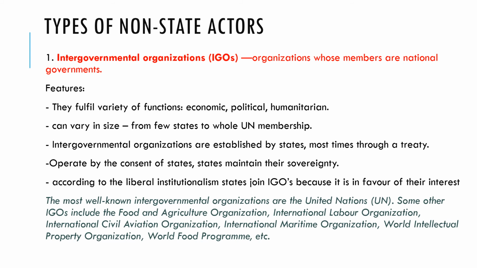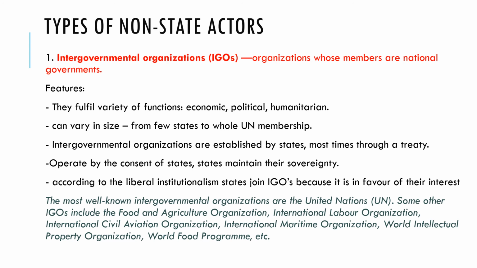So the states are the ones that regulate the actions taken by the intergovernmental organizations. They operate by consent of a state. So states maintain their sovereignty. Even though states are part of these intergovernmental organizations, the other states are not able to interfere in the internal affairs of a state. And according to liberal institutionalism, which we are going to take a little bit later, states join IGOs because it is in favor of their interest.